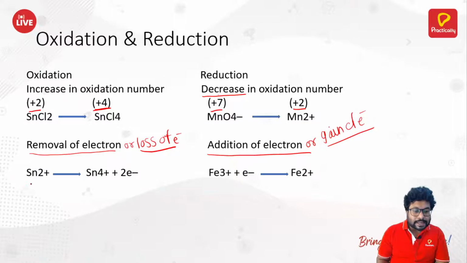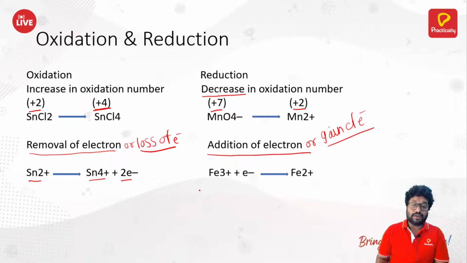Okay, you can see here Sn or tin is in plus 2. Plus 2, that means it is short of 2 electrons. From there it is going to plus 4. In plus 4 it is short of 4 electrons. So short of 4 electrons is definitely larger than short of 2 electrons. That means where it is 4 plus, it has lost 2 electrons. And that is why it is oxidation.